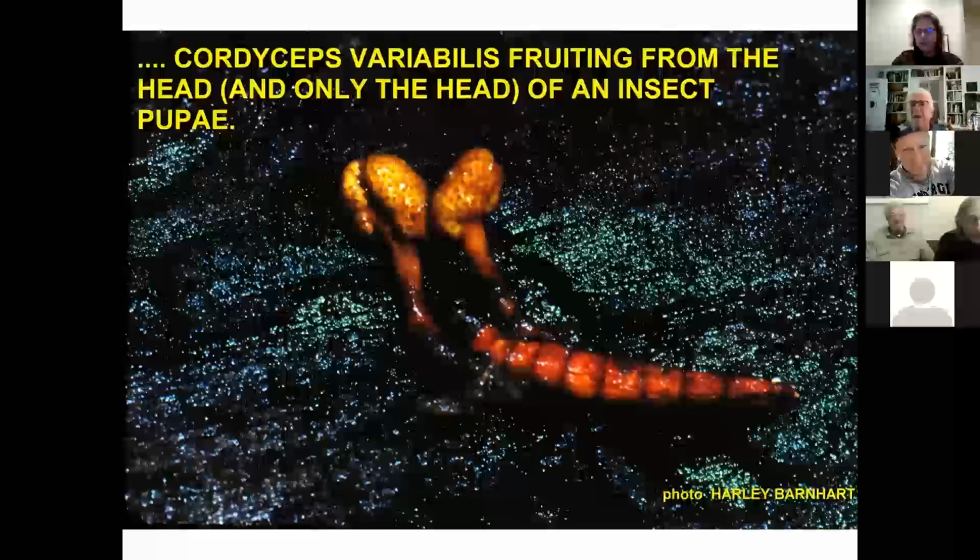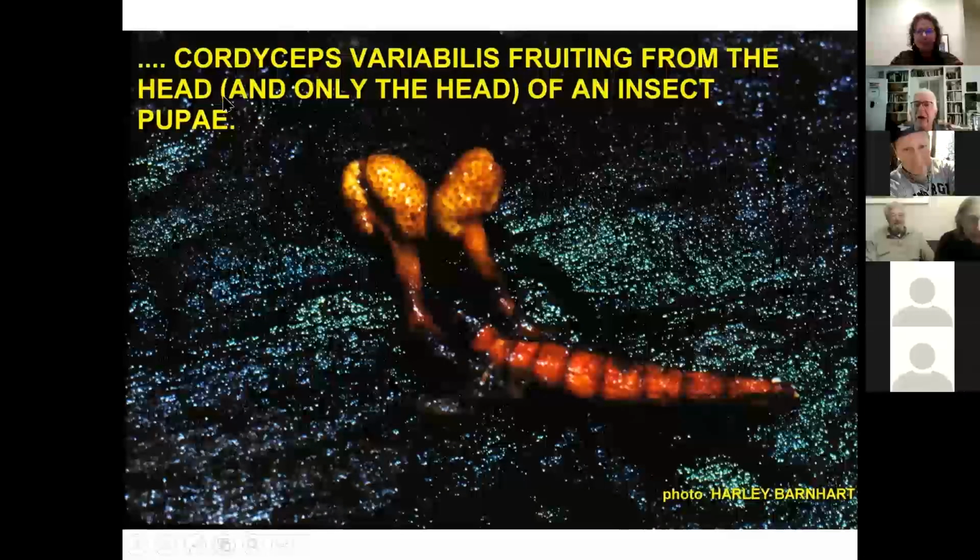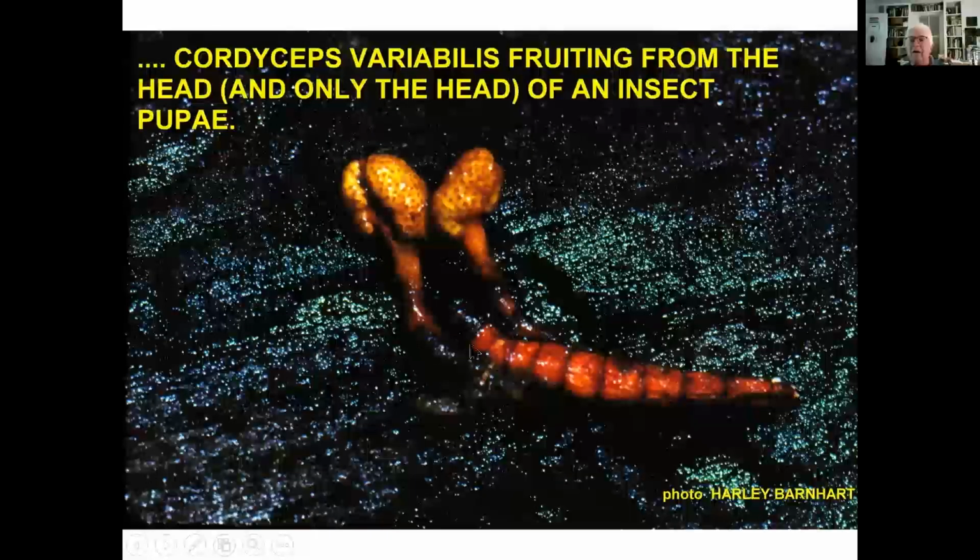Here's a Cordyceps variabilis. It's another Cordyceps, but this fruits from the head and only the head of an insect pupa. There are a number of insects that this occurs on, and it grows only from the head. Some people call these zombie fungus.